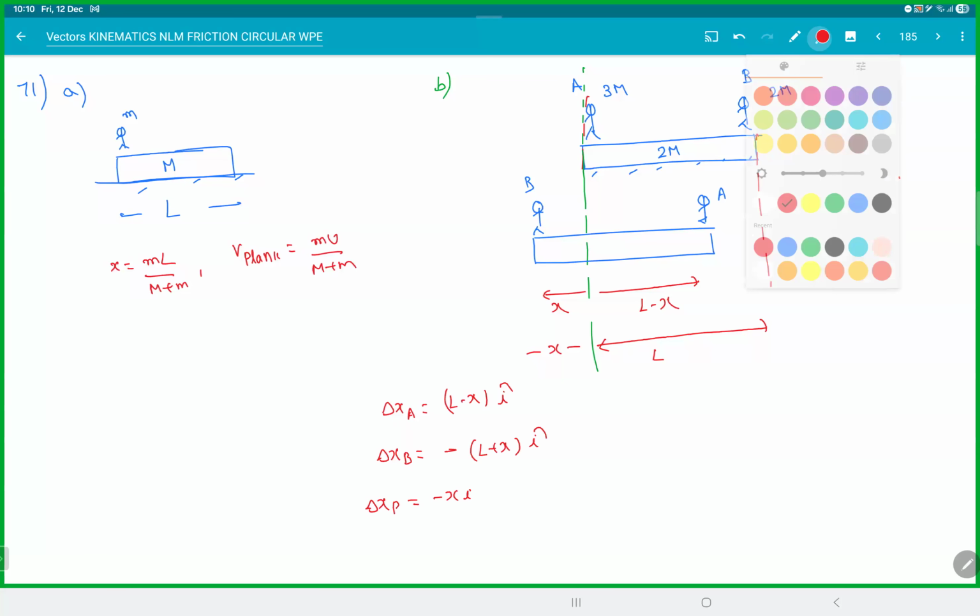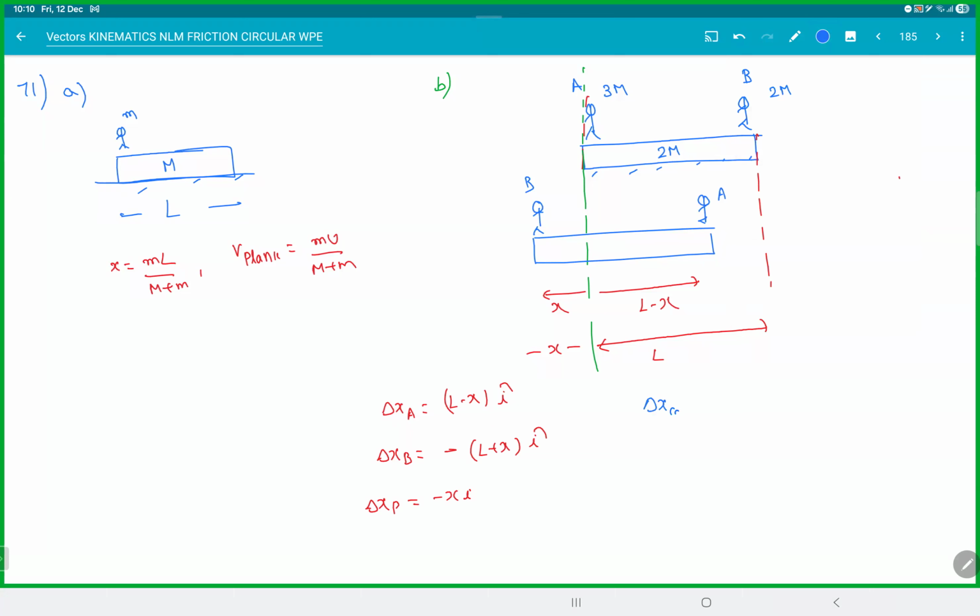Since the center of mass of the system is not moving, delta x center of mass must be 0. So that means mass of A, delta x of A, plus mass of B, delta x of B, plus mass of C, delta x of plank must be 0. Equations will get the answer. Clear with this? So you can use that same formula there for the displacement and you can finish it off.